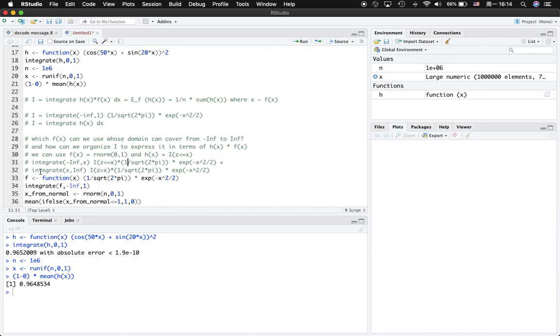But we are not done yet. We also have the other part, which is from x to positive infinity, and then h of x multiplied by f of x. But since this part becomes 0 because of the indicator function, this entire term becomes 0. We use the normal distribution in order to cover the entire range from negative infinity to positive infinity, but this part becomes 0 because of the indicator function. So this entire formula is still equal to the value of the function that we are interested in, which is the integral from negative infinity up to x. In our case, x equals 1.